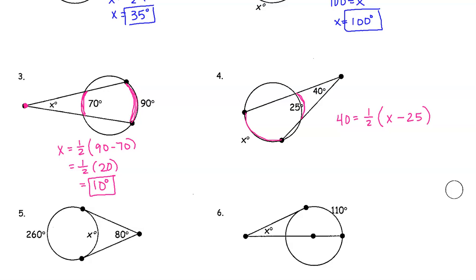Okay, to solve this, let's take care of this fraction first. Let's multiply both sides by 2 to get rid of the 1/2. So 80 equals x minus 25. Add the 25. So we know that arc has to be 105 degrees in order to get an angle measure of 40.